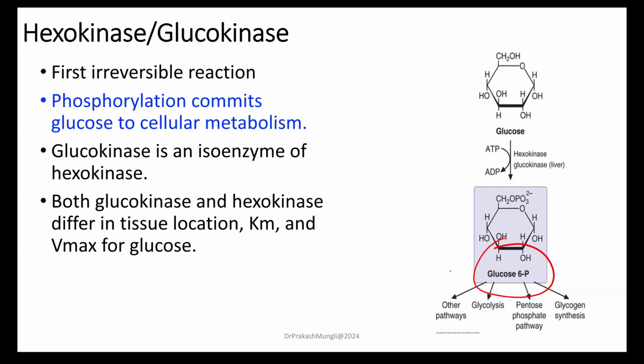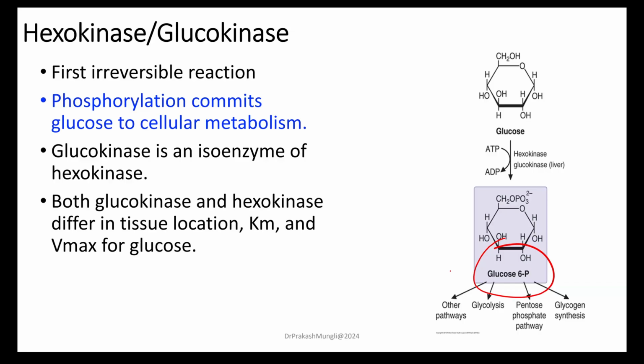That's what happens in our cells. Blood glucose is taken up by the cell, and the cell has to use it. How will the cell use it? How will the cell make sure that it doesn't go back? It simply phosphorylates it. Phosphorylate the glucose. Once it is phosphorylated, it is there in the cell.